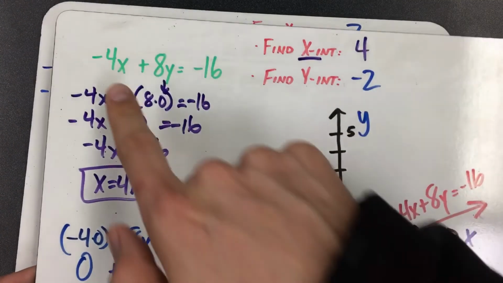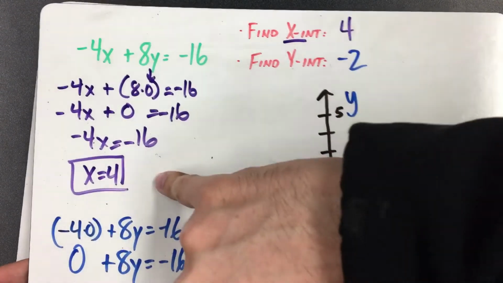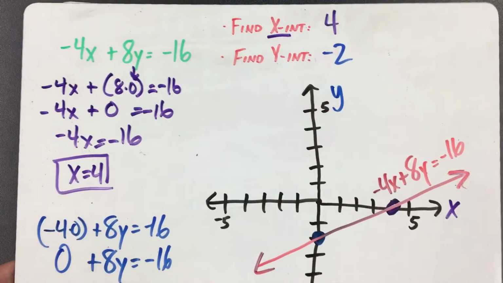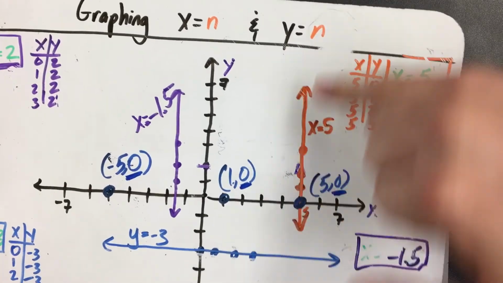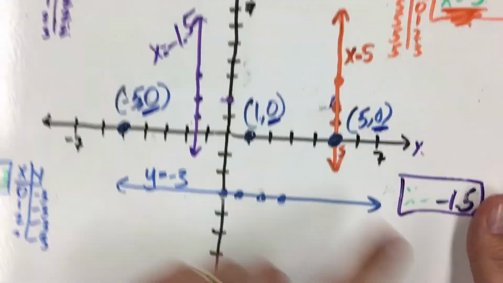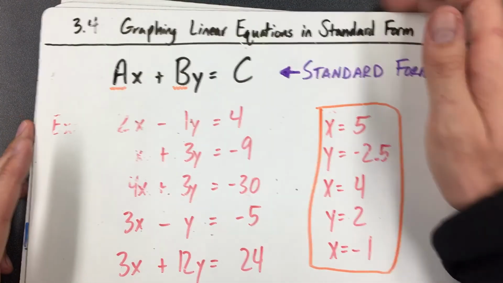Just substitute 0 in for x, substitute 0 in for y, get your 2 intercepts, and then connect the dots, right? If it doesn't have both variables, if it just has x equals something, it's going to be a vertical line. If it just has y equals, it's going to be horizontal. This is called standard form, ladies and gentlemen, standard form of an equation.